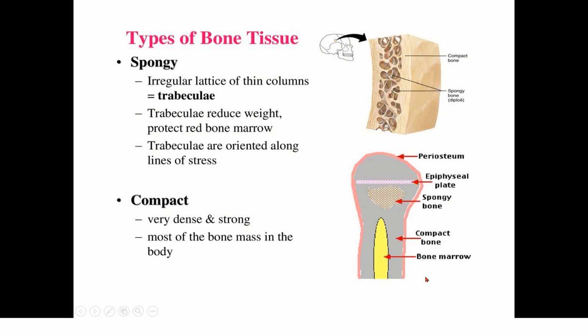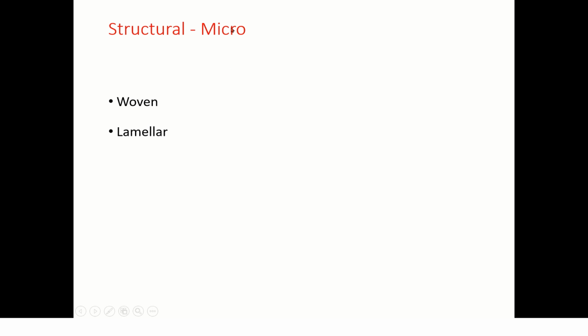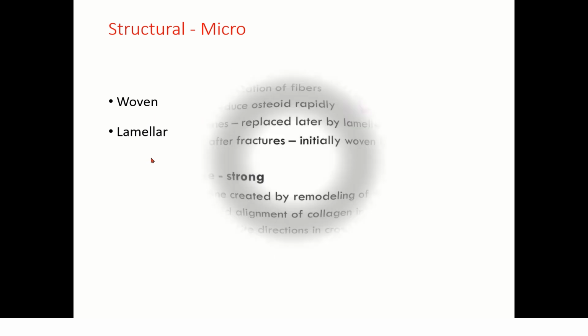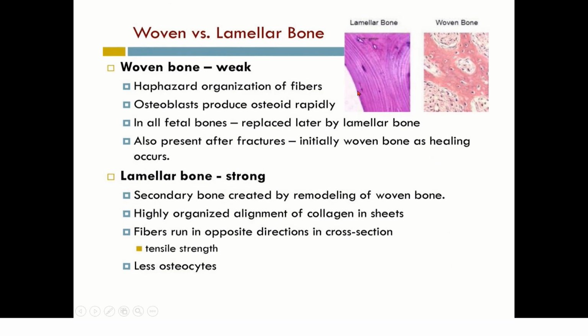Then compact bone, very dense and strong. So most of the bone mass in the body is compact bone. Spongy bone is located in the ends. Compact bone is located in the diaphysis. So on microscopic level, woven bone and lamellar bone. You can see here clearly the lamellae, layer by layer. And this will be the woven bone, irregular bone.